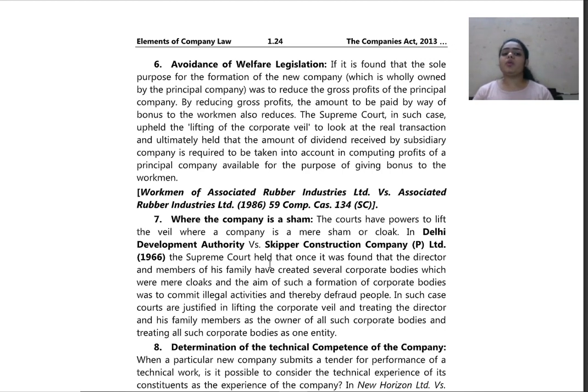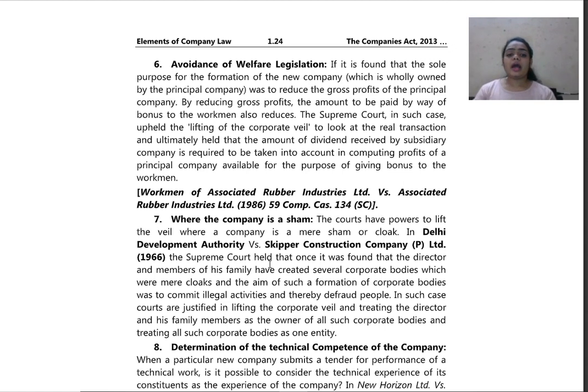So in this case, what did the court do? The court lifted the corporate veil and checked the real transaction and came to know that the company was the wholly owned subsidiary of a principal company, and it was done solely for the purpose of reducing the gross profit. So the principal company had to give the bonus as per the profit which was decided in the principal company. So the case was Workmen of Associated Rubber Industries Limited versus Associated Rubber Industries Limited, 1986, 59 Com Cas 134 SC.